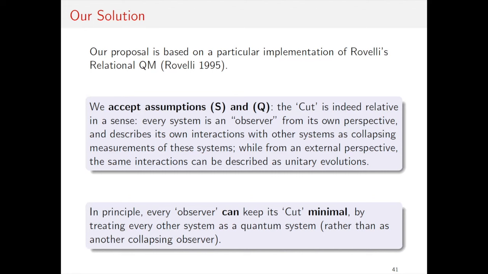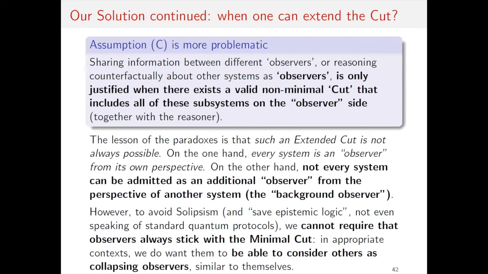You can think of the branching universes or whatever, but reality doesn't consist of only one outcome. And so this goes against S. S says measurements have single outcomes when they happen. And Q is the universality. It says I can always treat everything as quantum. And C, yeah, says they should be somehow coherent with each other, compatible. They put it in terms of sharing, but I don't want to put it in terms of sharing because I don't think it's necessary to share. To talk about compatibility, you can just do it in your mind. All right.